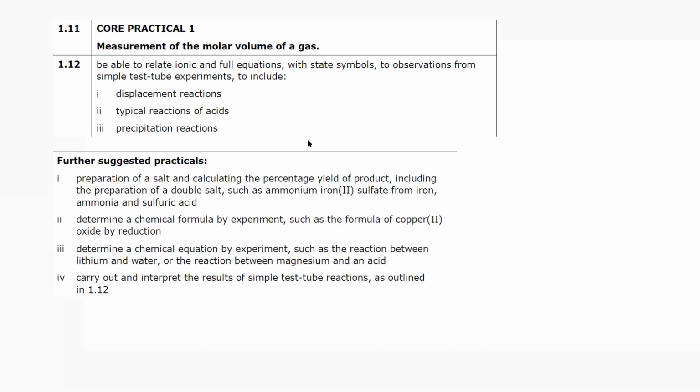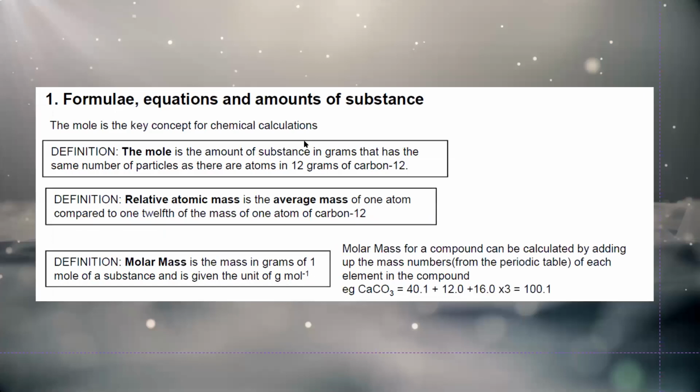So let's start our first topic, which is about the formula, equation, and amount of substance. First, the mole, how we define a mole of a substance. The definition of a mole: the mole is the amount of substance in gram that has the same number of particles as in 12 gram of carbon-12. This is a standard definition, but simply you can say mole is the amount of substance which is expressed in gram.